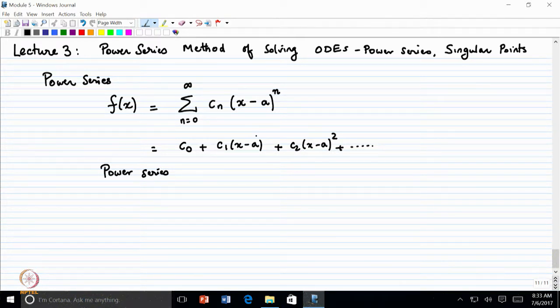It is a power series because it has different powers of x minus a. Each term has x minus a to the 0th power, x minus a to the first power, x minus a to the second power, and so on, and this series has infinite terms. So we say that it is a power series that is centered at x equal to a, or you can just say centered at a. And this has only positive powers, and it is an infinite series.